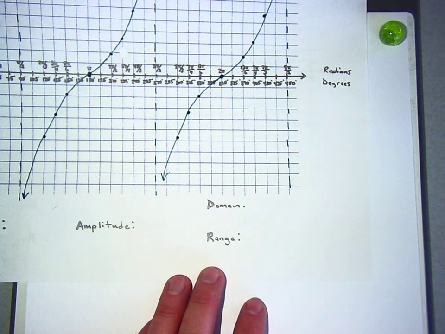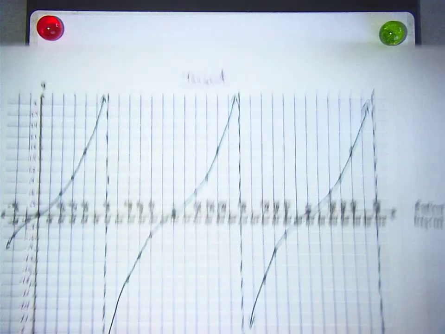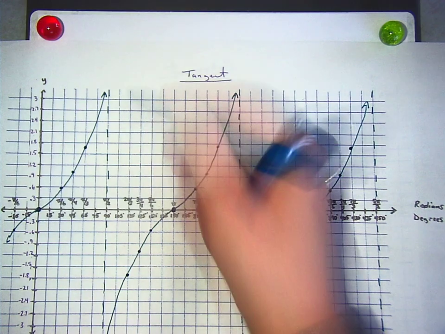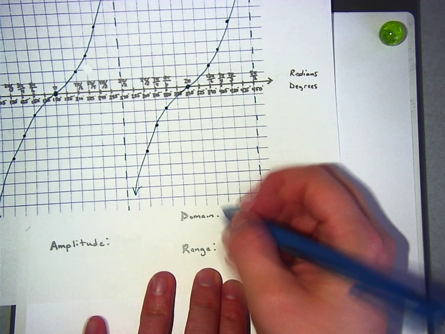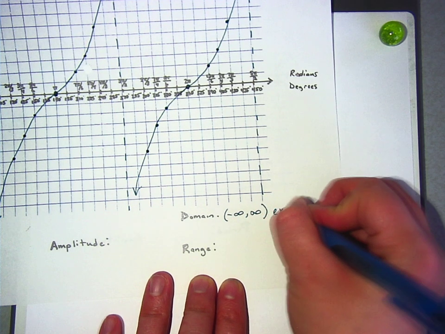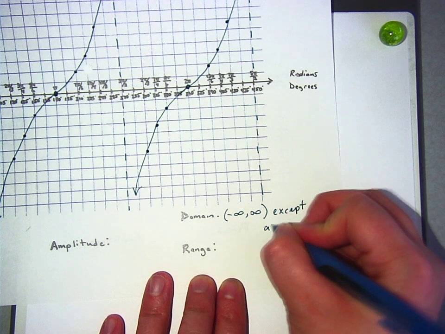Anyway, domain. How far does this graph go left to right? It definitely goes left and right forever. Like these things are going to keep going, right? Left and right forever. But there are some points where it just doesn't exist. Which is where? The asymptotes. In fact, that's how we're going to write it. We're going to say it is negative infinity to infinity except the asymptotes.